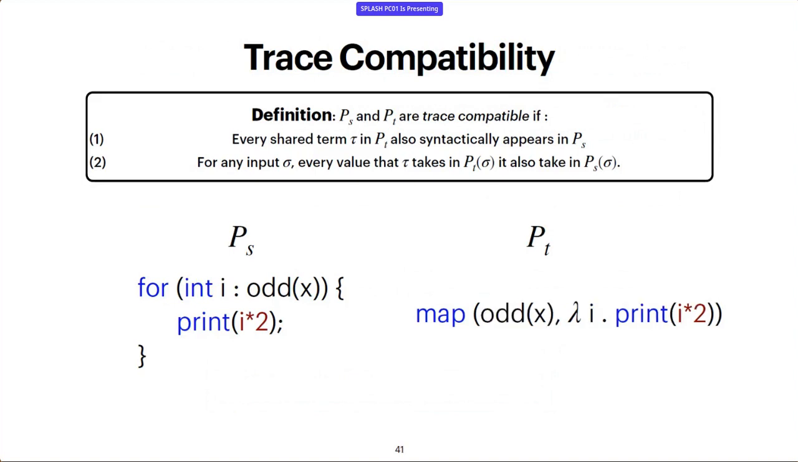However, let's suppose we change the program on the right to replace mapping over x with mapping over odd of x. Now these would be trace compatible, and the example I just explained would no longer occur. Okay, so that's what trace compatibility is.